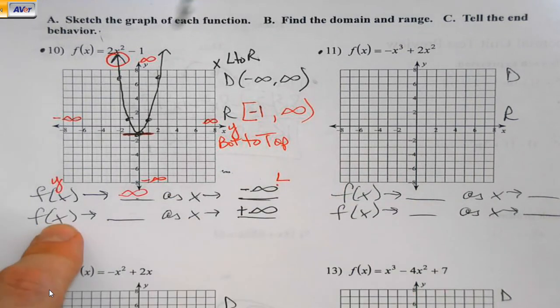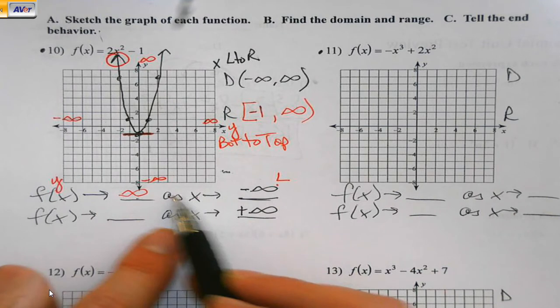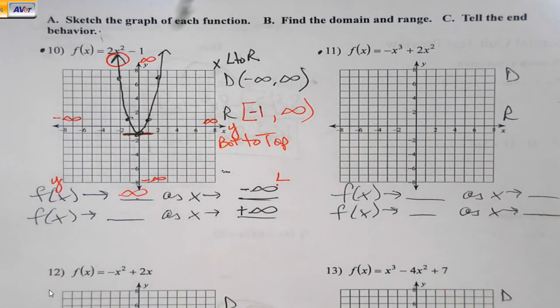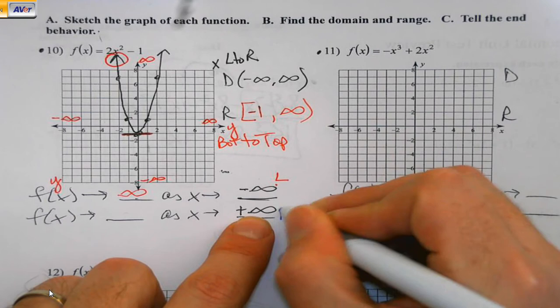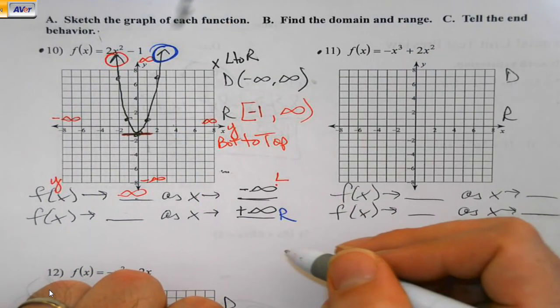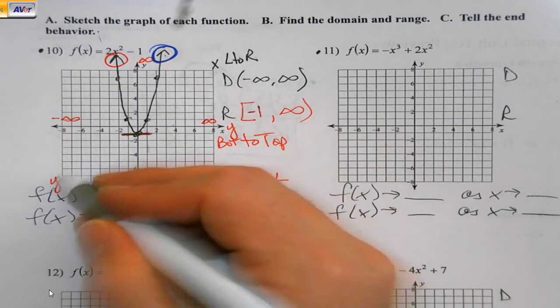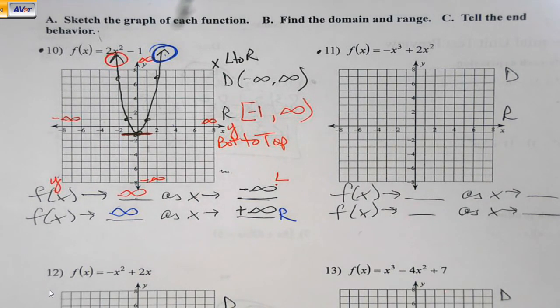So that's what we put in here. Y goes up as x goes left. But I have to use the infinities. I can't use the words up and left. Okay? And then the same thing here. As x goes to positive infinity to the right, where's my arrow going? It's going up. So when y is up, we're heading towards positive infinity. Okay? And that's how that works.